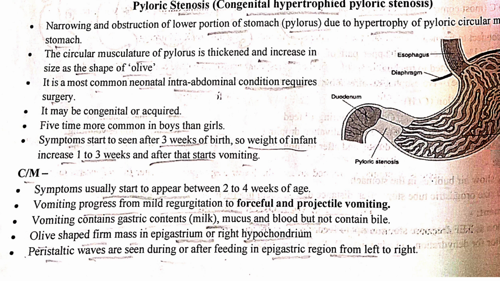The vomitus contains milk, mucus and blood but does not contain bile. Olive-shaped firm mass in the epigastrium or right hypochondrium. Peristaltic waves are seen during or after feeding in the epigastric region from left to right.